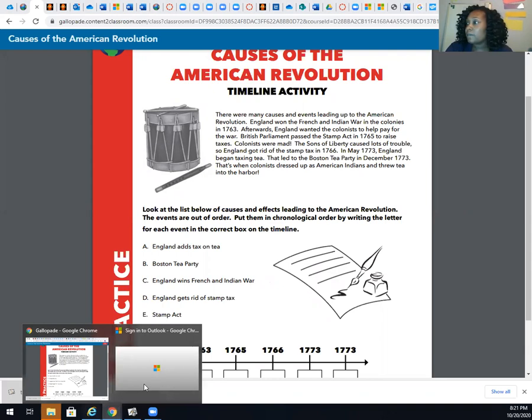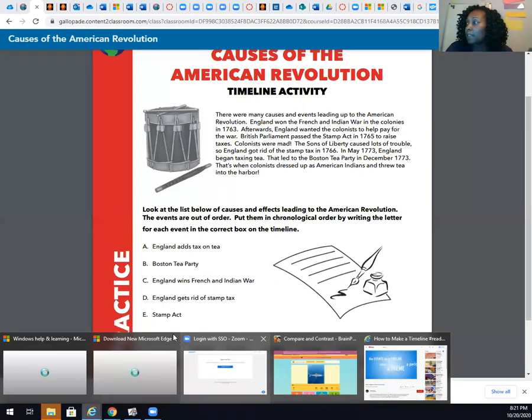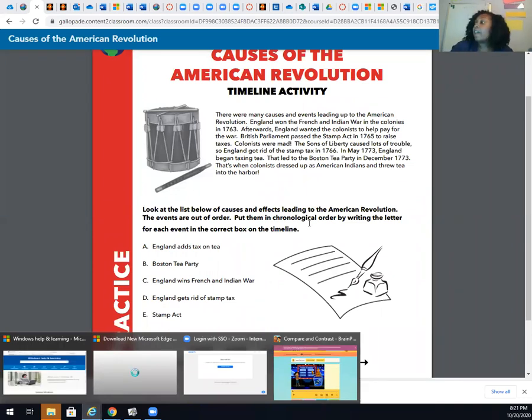follow a theme or take place within a specific period of time. Let's see what we can do about that. To make a timeline, there we go. Sorry about that. Okay, so I'm doing the causes of the American Revolution, right?